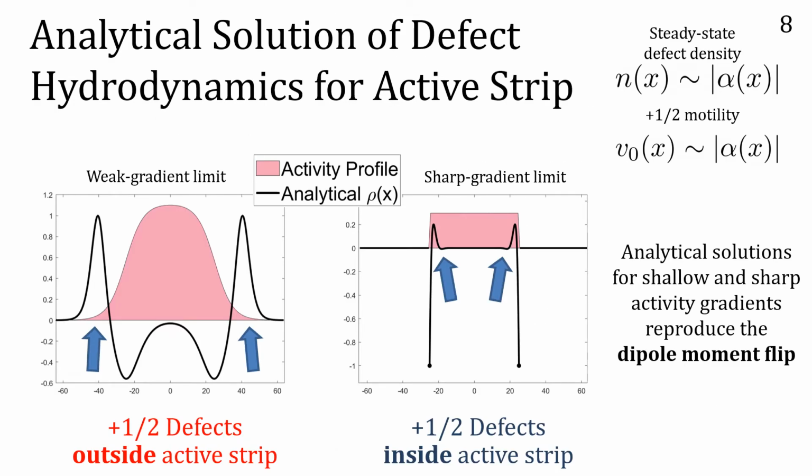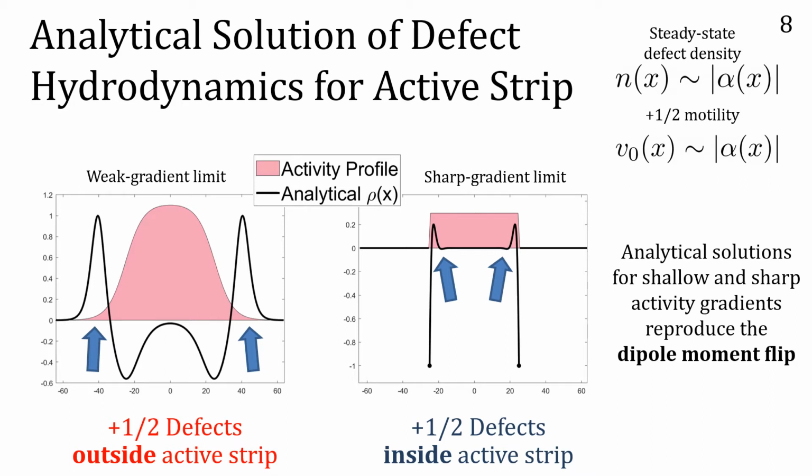We then apply this hydrodynamic theory to the case of our active strip. Activity enters by assuming that the steady-state defect density n is directly proportional to the magnitude of the activity alpha, as is the self-propulsion velocity of +1/2 defects. We found both of these assumptions to match what we see in our simulations very well.